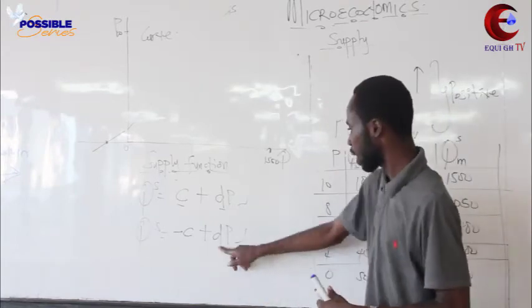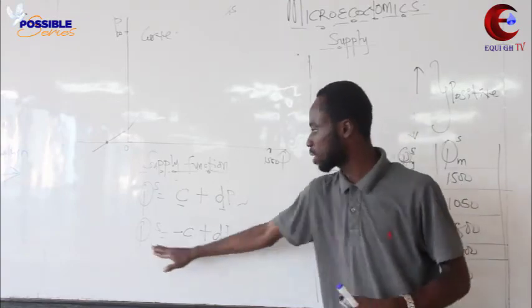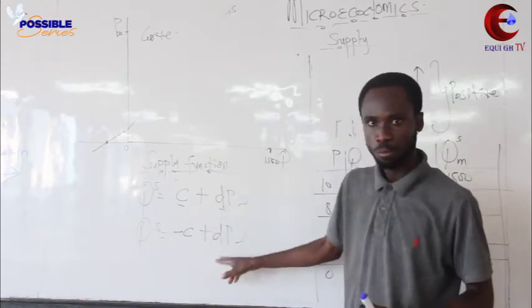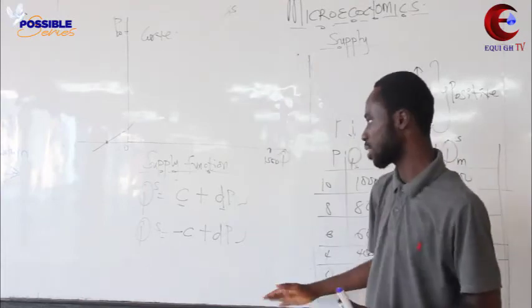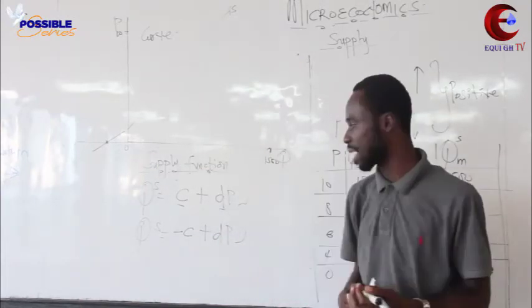Autonomous supply. And this one, D, is the slope. When price changes, quantity supplied will change by D. I have explained that one. I hope it makes sense. So that is the supply function.